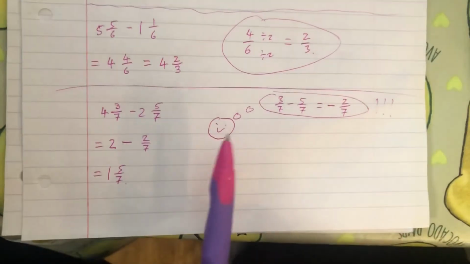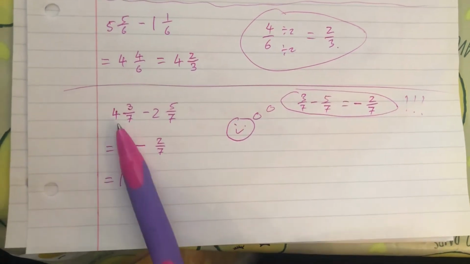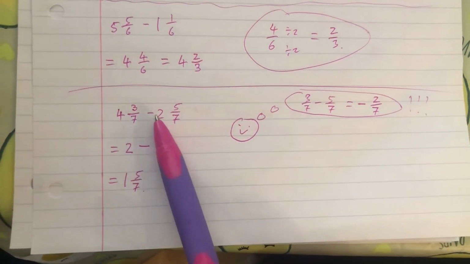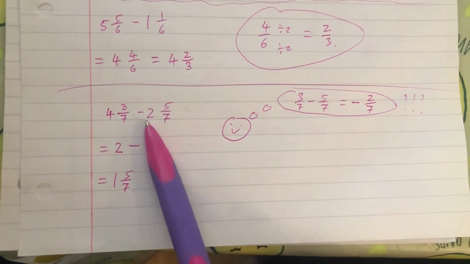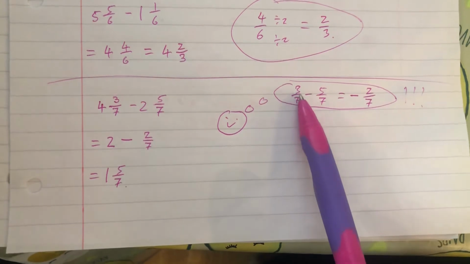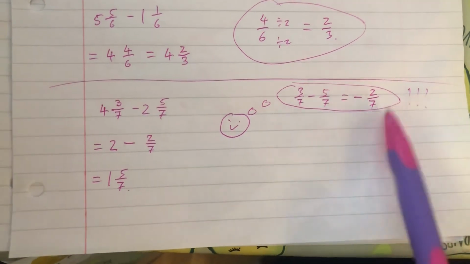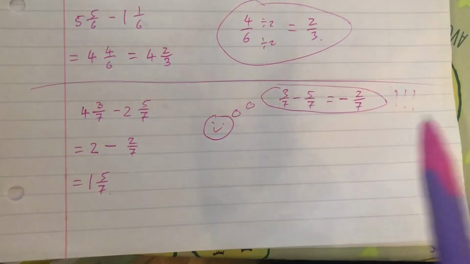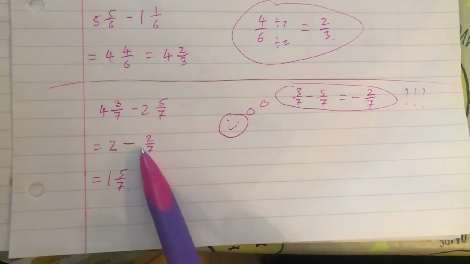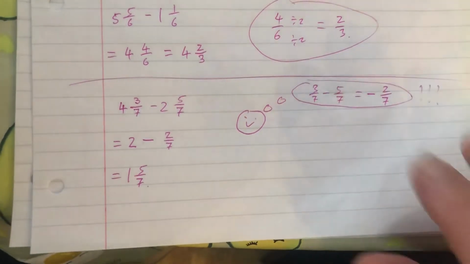If we've got one where it's slightly sneakier, where we've got a negative, we'll deal with them a bit more next week. So we've got 4 and 3/7 minus 2 and 5/7. So we do the subtraction, 4 minus 2 is 2. But 3/7 minus 5/7 would give us negative 2/7. As I said, don't worry about these too much this week. We'll do them next week. So here we've got 2 take away the 2/7, which is 1 and 5/7.